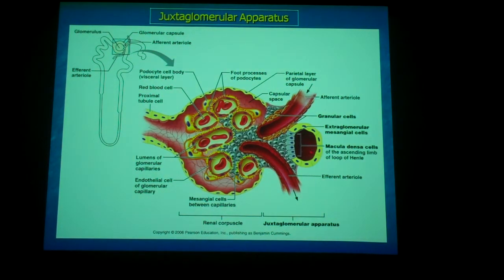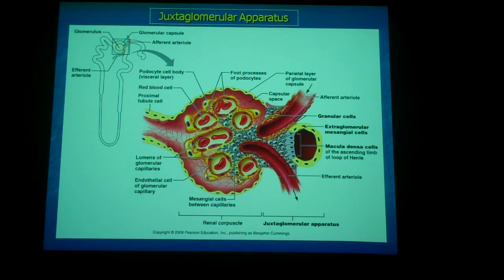Remember the distal convoluted tubule? It swings back up close to the renal corpuscle. When it does, there are some specialized cells in the distal convoluted tubule right here called the macula densa cells. Those cells have the ability to monitor the fluid flow rate coming past them. They also have the ability to measure the solute concentration of that fluid that is flowing past them.